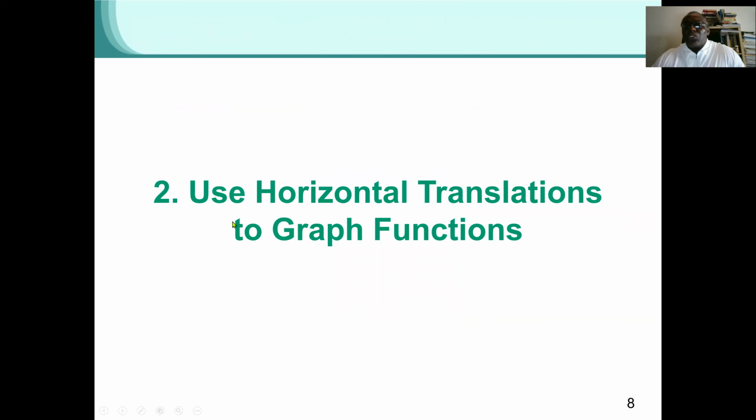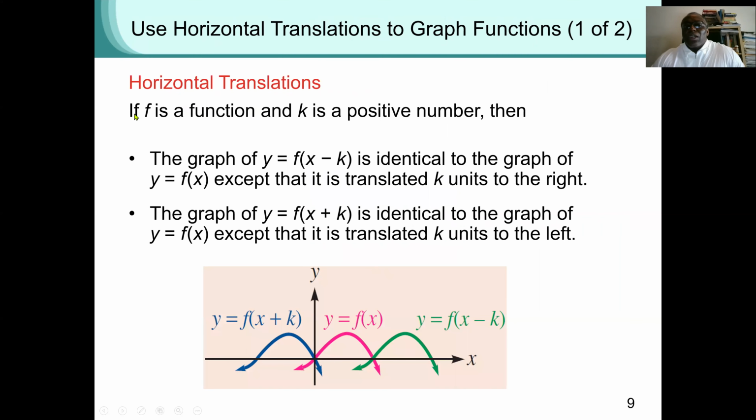So let's move to using horizontal translation to graph functions also. Here we say that if f is a function and k is a positive number, then the graph of y equal to f at x minus k. Now here we should be careful. Previously, if I have y equal to f at x in a parenthesis, then minus k outside, that's when it's going to translate vertically, either upward or downward. But here we have x minus k inside the function.